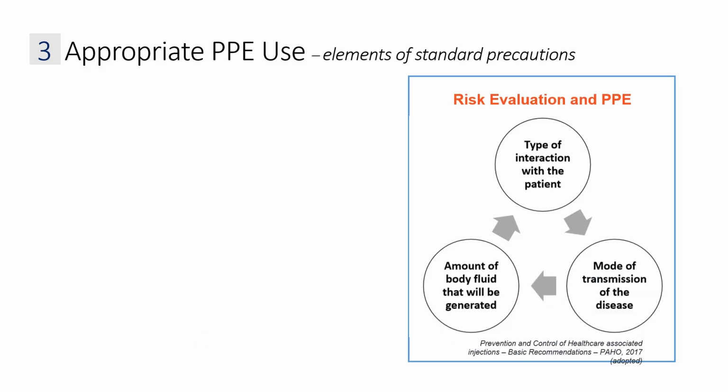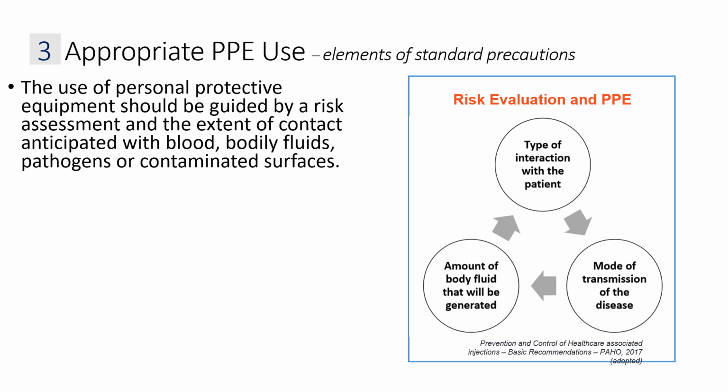Appropriate PPE usage includes gown, mask, apron, goggles, gloves, and other items. They should be guided by risk assessment and the extent of contact anticipated with blood and body fluids.